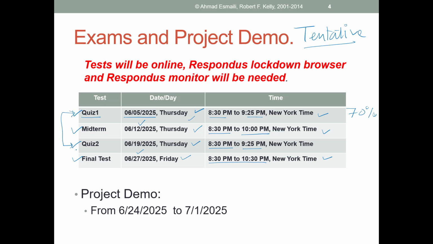You'll be getting less than 1 hour. The reason being that quizzes are going to be short, straightforward, simple tests.